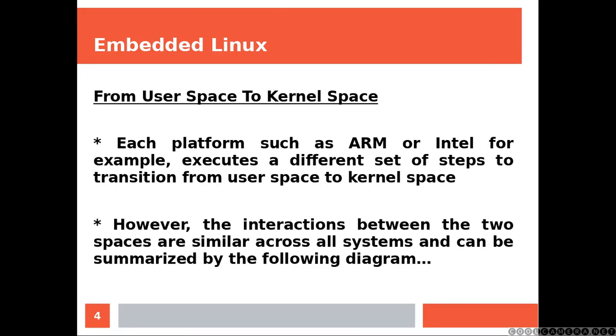Each platform, such as ARM or Intel, for example, executes a different set of steps to transition from user space to kernel space. However, the interactions between the two spaces are similar across all systems. It can be summarized by the following diagram.